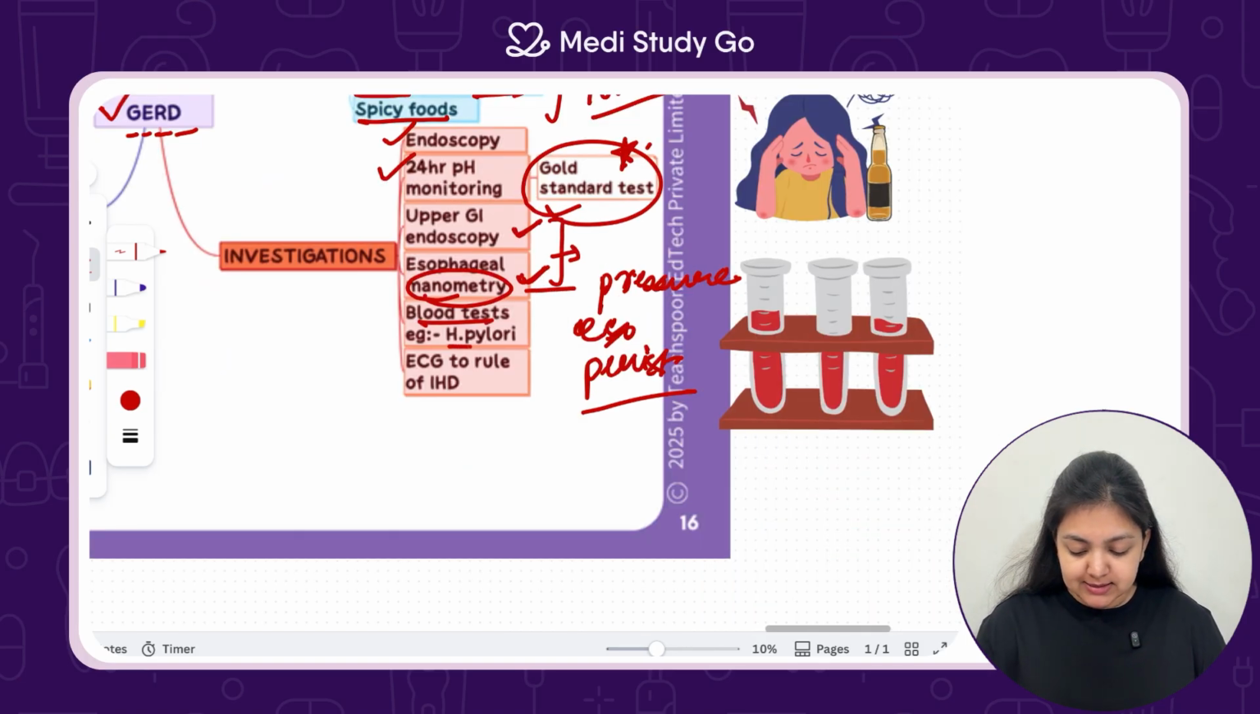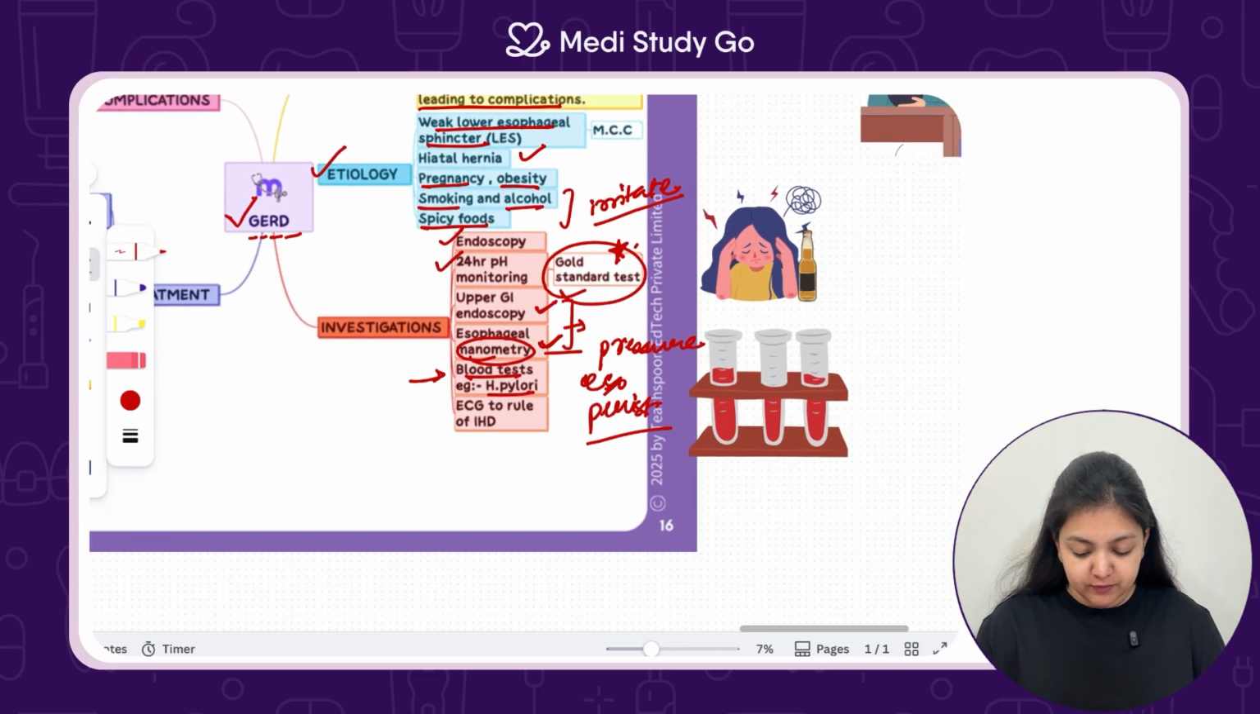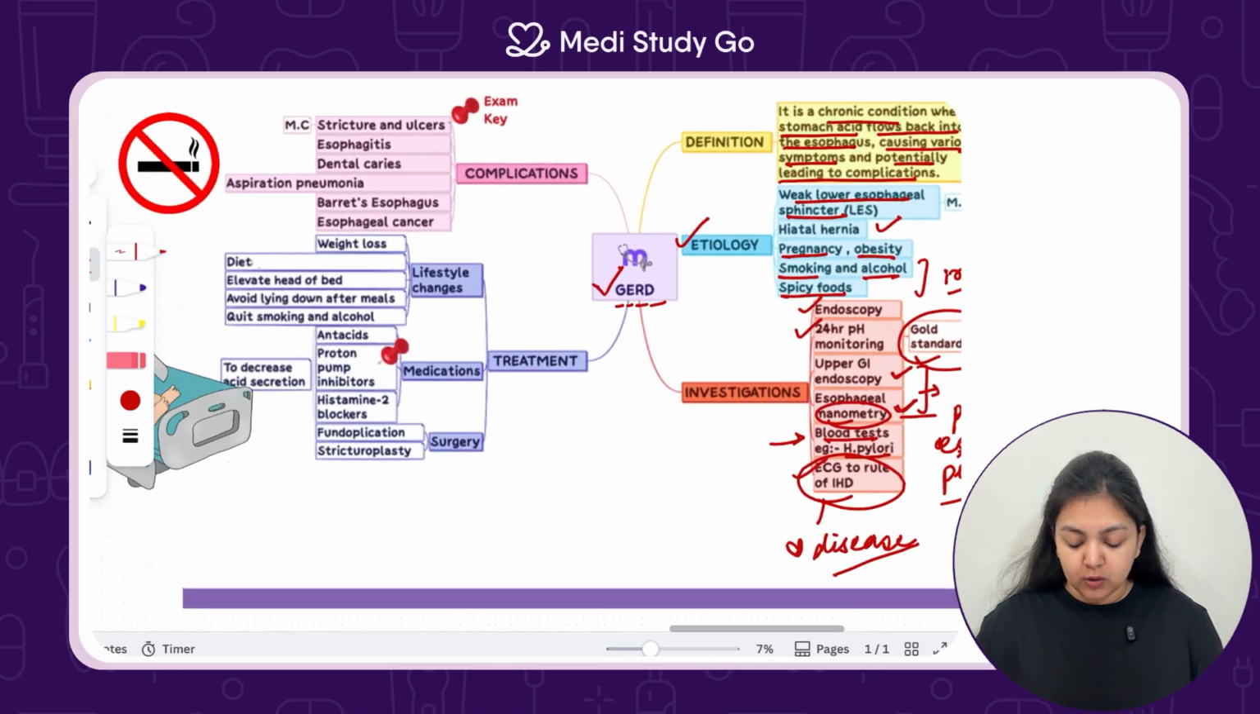Next, we do blood tests like for H. pylori because sometimes infection can be a cause, and we do an ECG finally to rule out any heart disease which can be present, and the patient might not be having just GERD and there can be an actual heart defect present. So we can do an ECG to rule out what is going on.